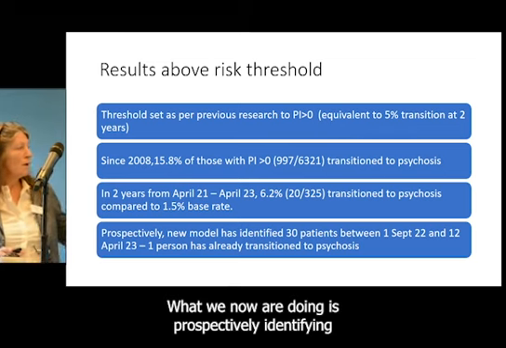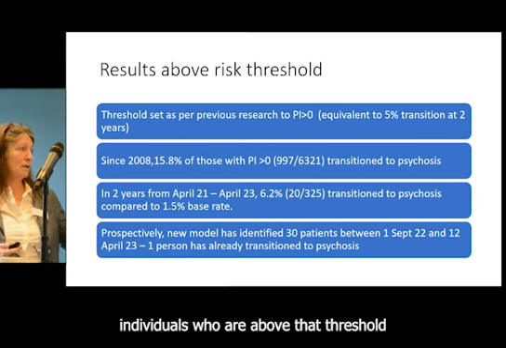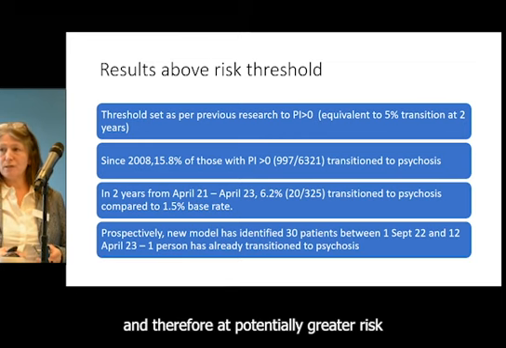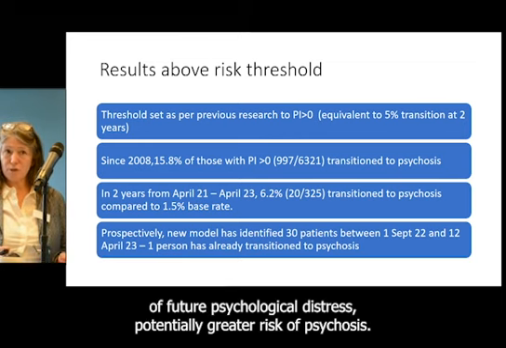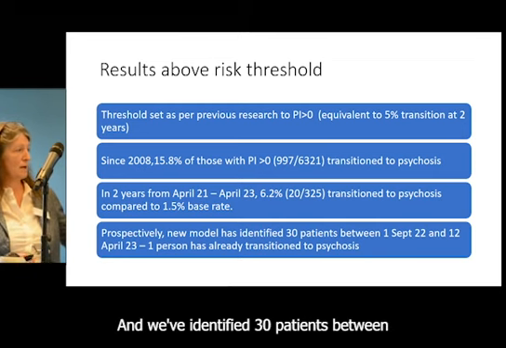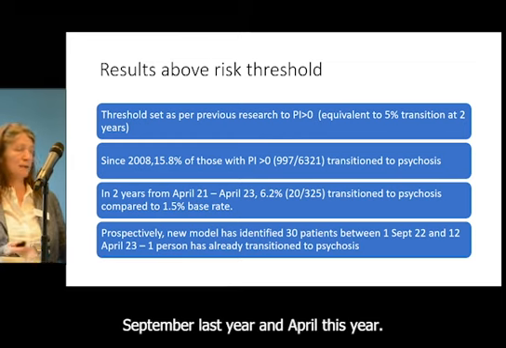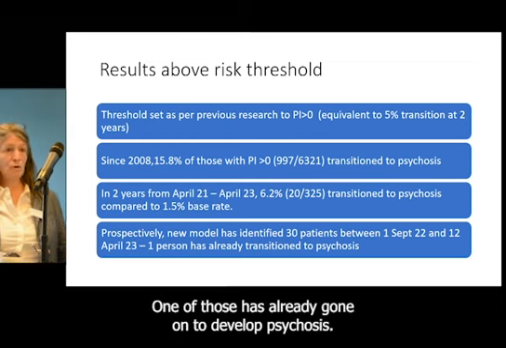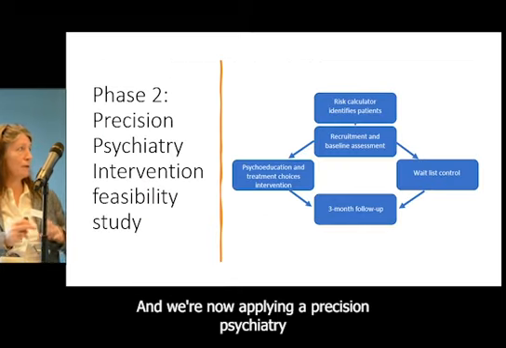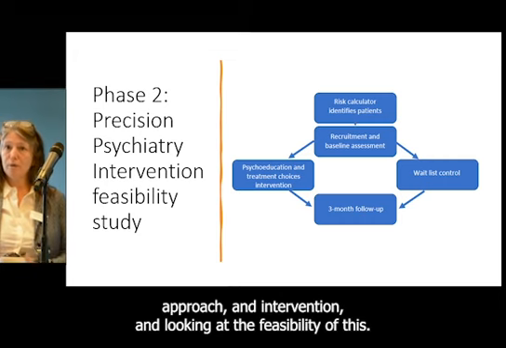What we're now doing is prospectively identifying individuals who are above that threshold and therefore at potentially greater risk of future psychological distress, potentially greater risk for psychosis. We've identified 30 patients between September last year and April this year. One of those has already gone on to develop psychosis. And we're now applying a precision psychiatry approach and intervention and looking at the feasibility of this.